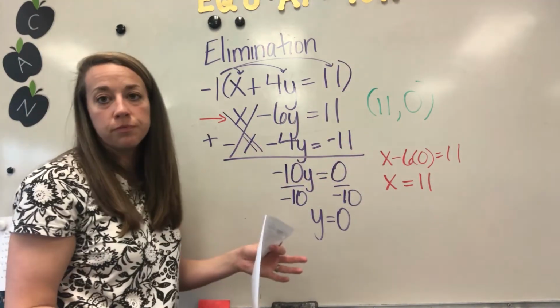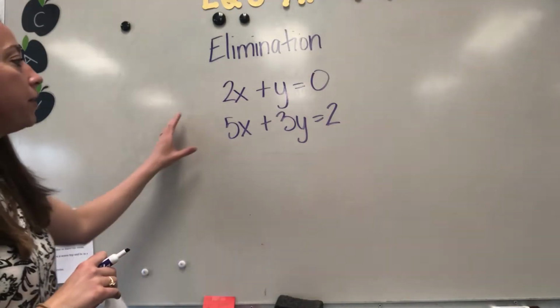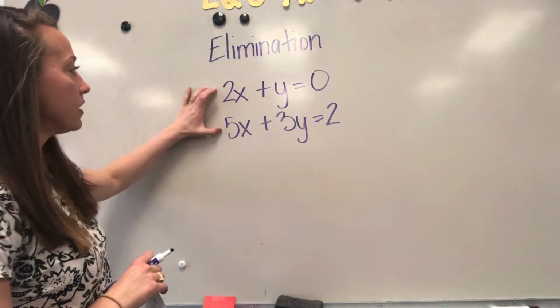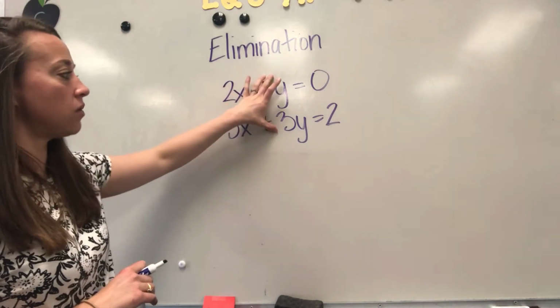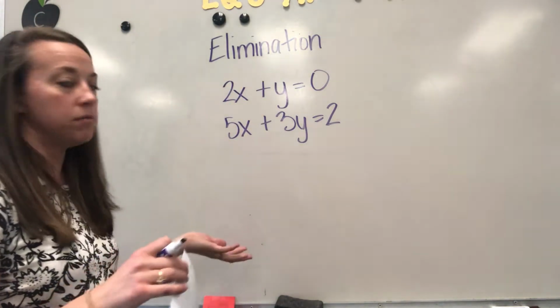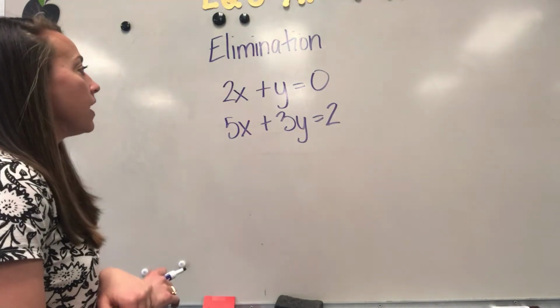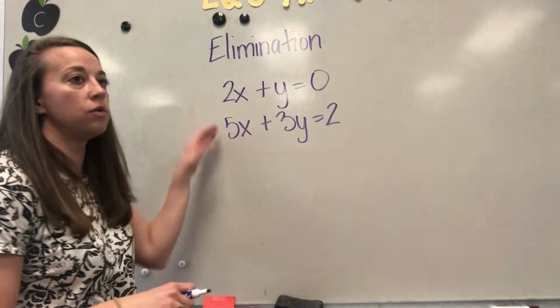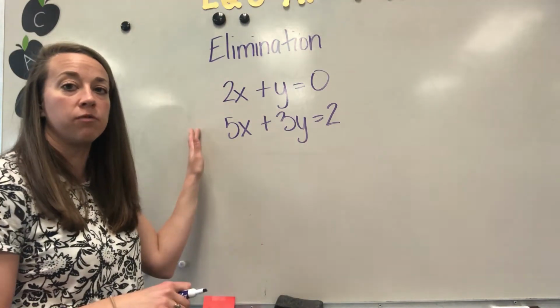All right, let's look at what would happen with an equation where nothing is set up for you. My x's don't have the same coefficient. My y's don't have the same coefficient. None of them have opposite signs, so I have to do a lot of manipulation here. In order to get the same coefficient, I have a 2 and a 5. I probably would not use my x's here.